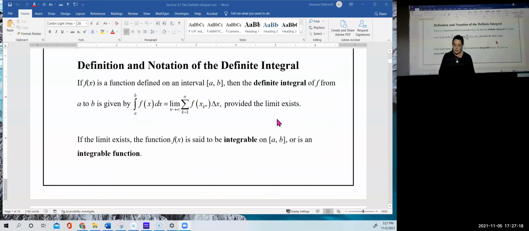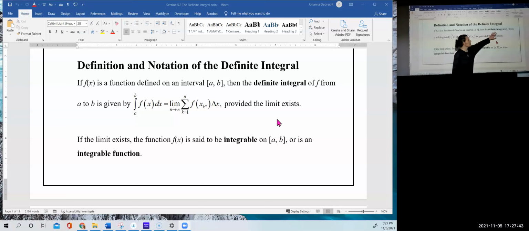What we want to talk about first is the actual formal definition of what a definite integral is. First, we start with a function, and the function needs to be defined on a closed interval from a to b. That means that the function has values on the interval from a to b, except possibly at a finite number of holes.